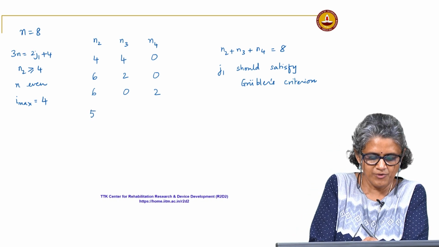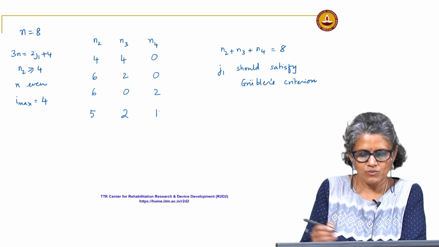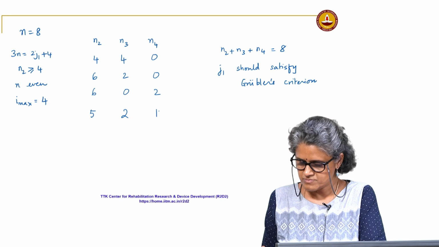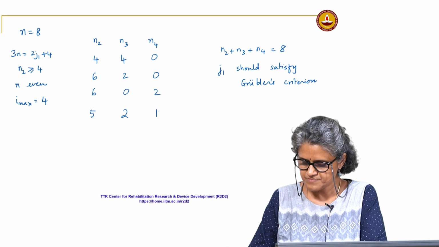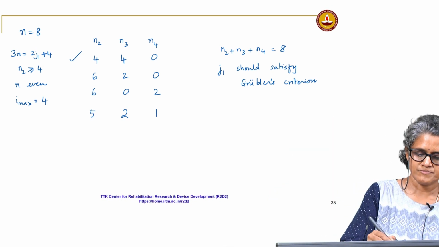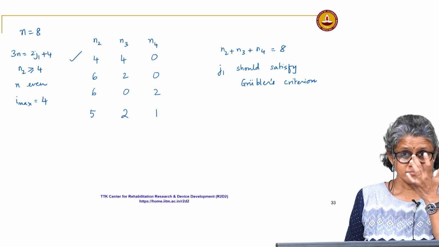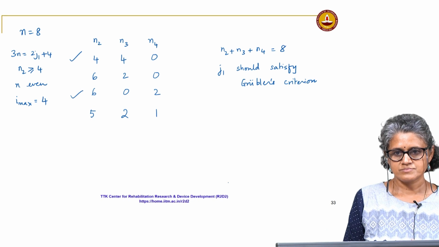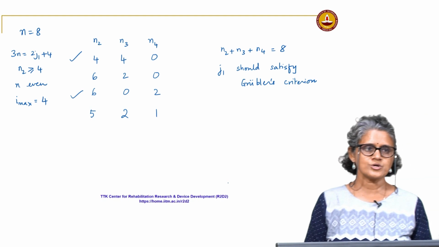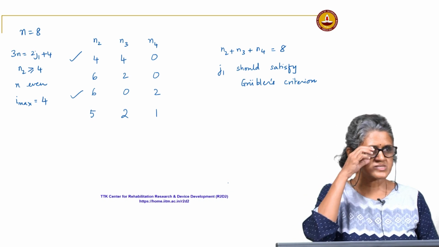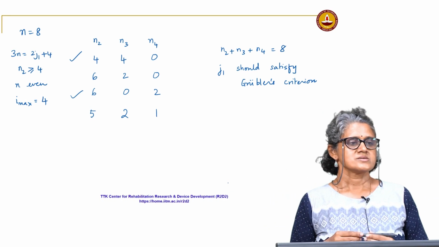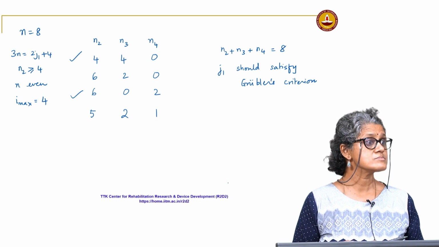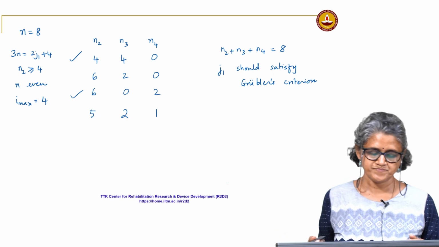Can have n2 5, 2 n3 1 n4 possibly. So, tell me what are the possibilities. This one is possible, 602 is possible. Okay. So, this is how you would do the number synthesis, that would be the first step. 5 to 1 is also possible.